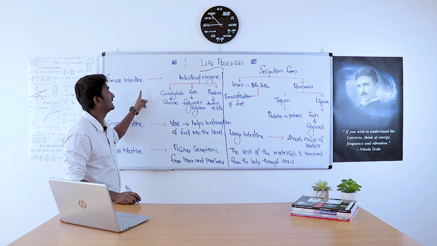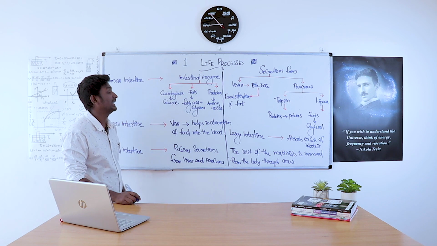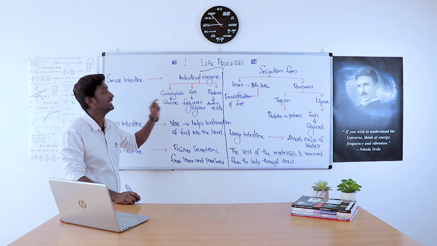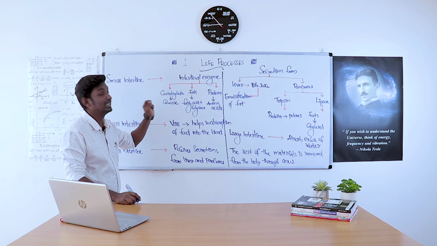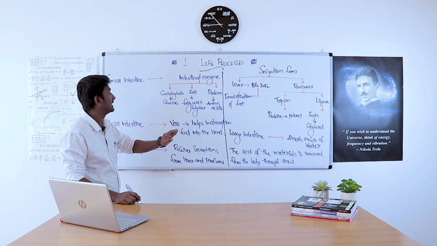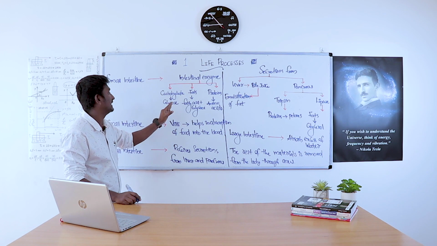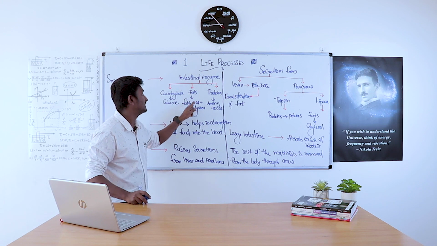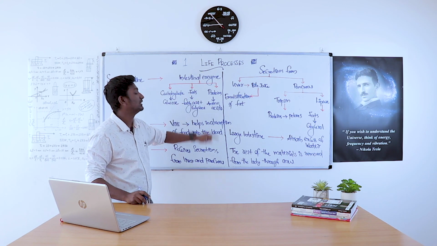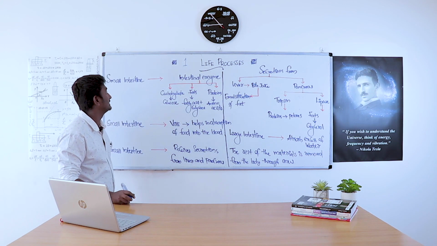Small intestine contains intestinal enzyme. This intestinal enzyme has three functions. This intestinal enzyme converts carbohydrate to glucose, fats to fatty acids and glycerol, proteins to amino acids.